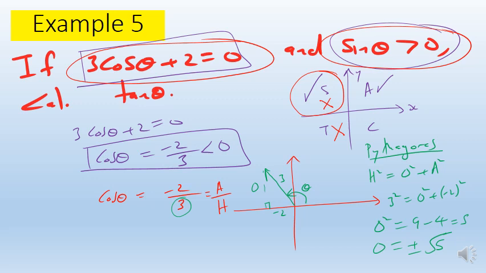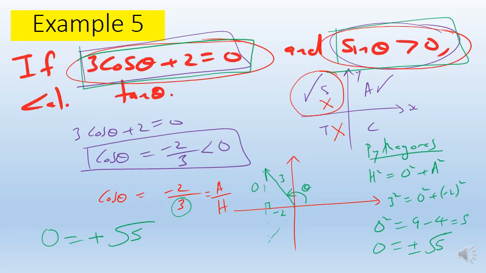So we could have the opposite side having a value of plus root 5, or if it was minus root 5, it will lie down here. But if we take theta to be in the third quadrant, then we violate what we're given, that 3 cos theta plus 2 equals 0 and sine theta greater than 0. So we've got to take the opposite side equal to plus root 5, and we discard the minus root 5. So please think about that very carefully. So now we know that the opposite side is plus root 5.